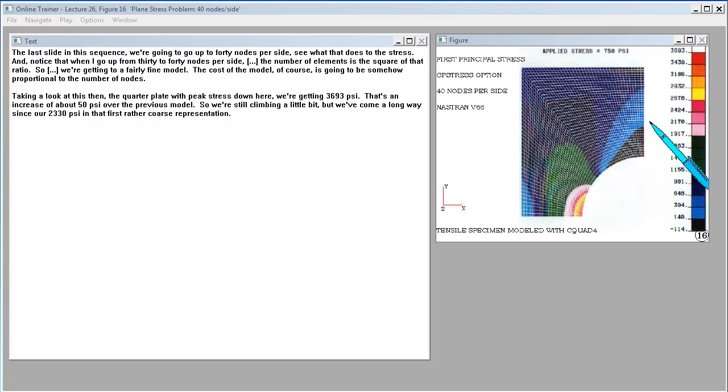Taking a look at this then, the quarter plate with the peak stress down here, we're getting 3693 psi. That's an increase of about 50 psi over the previous model. So we're still climbing a little bit, but we've come a long way since our 2330 psi in that first rather coarse representation.